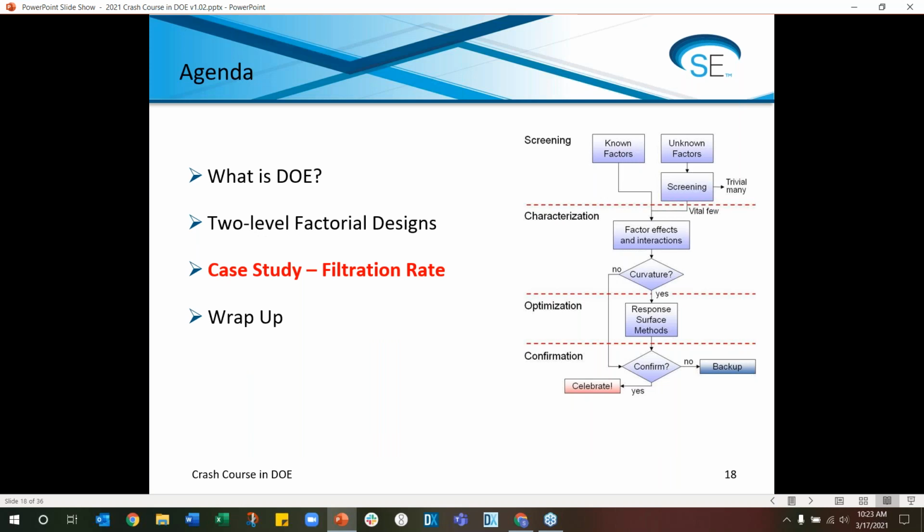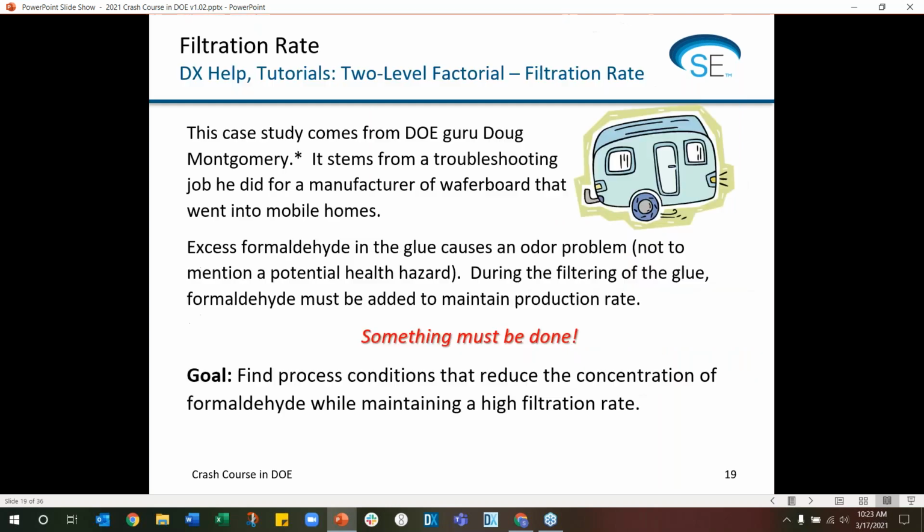All right, so we're going to jump into using Design Expert software by looking at a case study. This case study is actually a tutorial. It is found in the Design Expert help system. So just look for the Two-Level Factorial filtration rate tutorial, and when I'm done, you can open that up and walk through a complete, probably even more in-depth version than what I'm going to go through today in this quick webinar. So you can duplicate this. The data file is there in the help system. So go ahead and look at that afterwards.